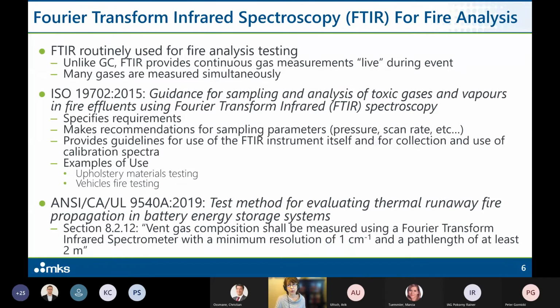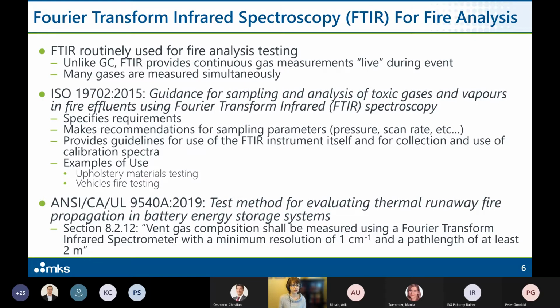As I was alluding earlier, FTIR has been widely used for fire analysis, and the advantage compared to a GC is that the FTIR can provide continuous gas measurements live during an event. Many gases are measured simultaneously, and there are many ISO standards being used, which specify requirements and recommendations on sampling parameters, and guidelines for use of the FTIR instrument itself.